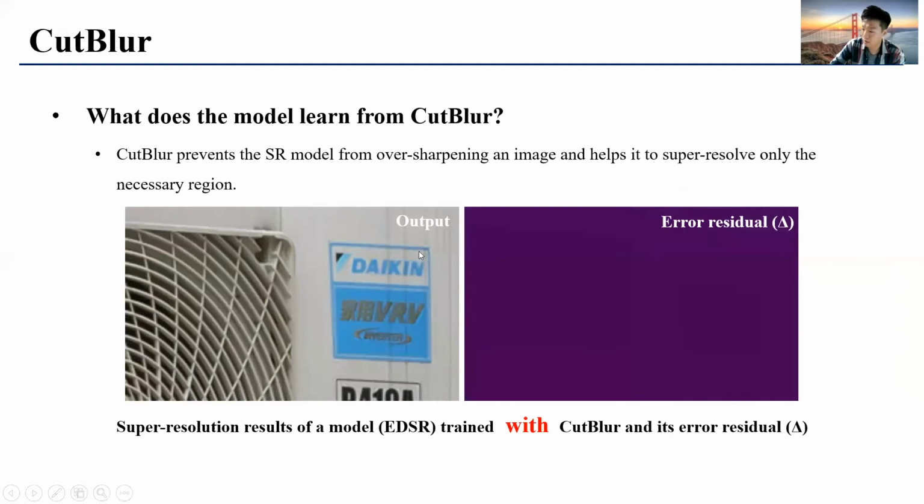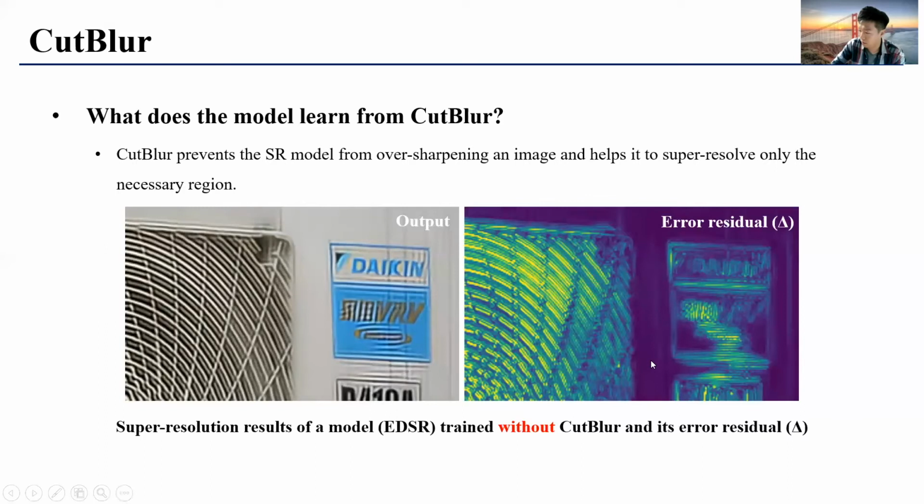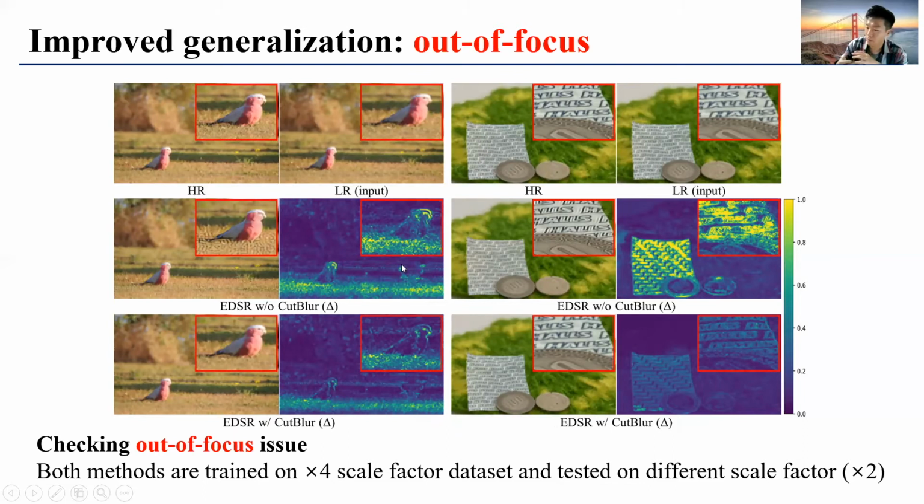As for the error residue, I don't think you can see it here, but there's actually a really small amount of error still remaining. Because I made the scale the same as the previous one, it is much higher when it is not augmented. So when you train the model with CutBlur, it gives much more improved generalization, such as on out of focus images.